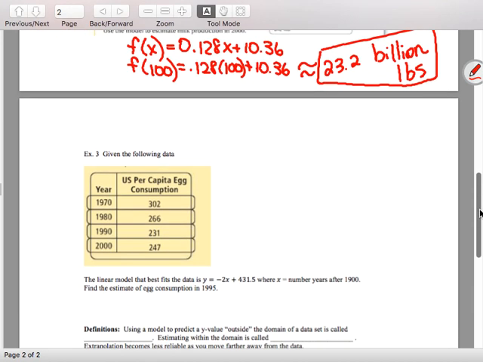But, all right, so here's my linear model. It says y equals negative 2x plus 431.5, where x is the number of years after 1900. What would be the egg consumption in 1995? So what would x be? 95. It's not 1995 because x is the number of years after 1900. Okay? So now you're going to use your calculator and plug into the model that I gave you.